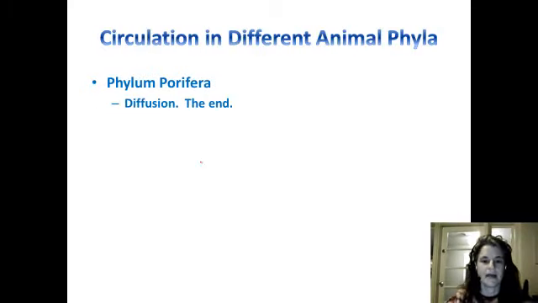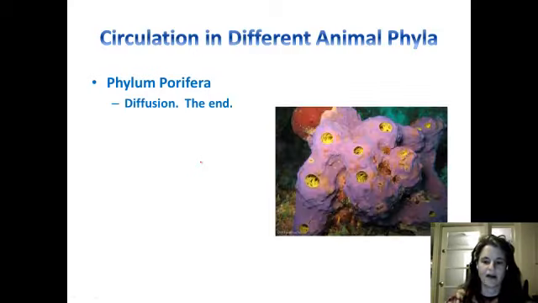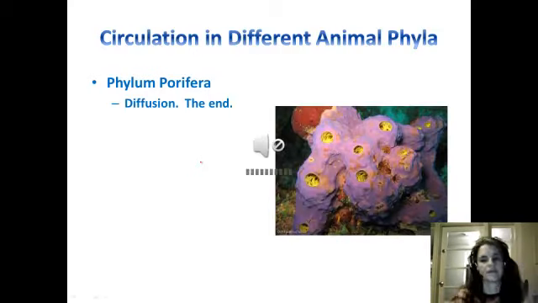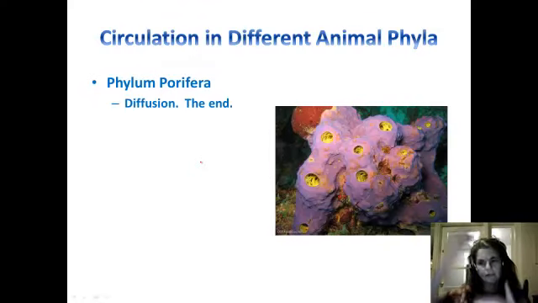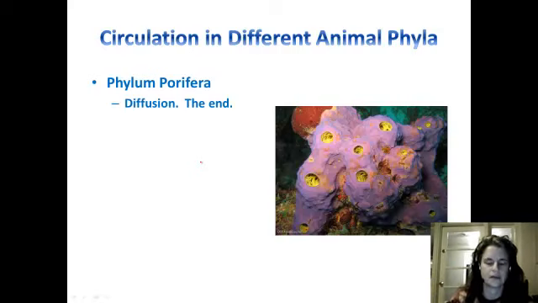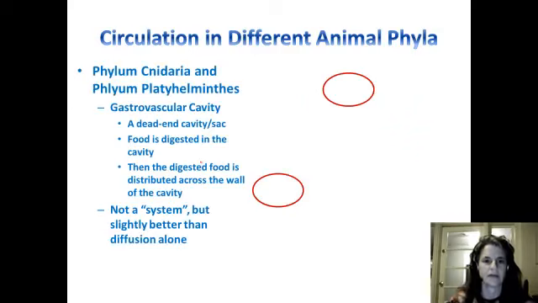Okay? Now, circulation in different animal phyla. If you are talking sponges, and think back to our animal chart, starting with sponges and moving on down into greater levels of complexity. Sponges, diffusion, the end. Okay? They use diffusion. They have no system. Each cell is doing its own deal with circulation.